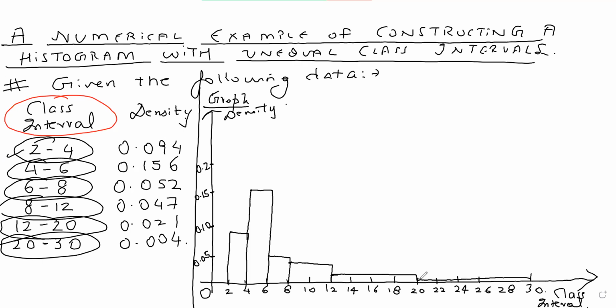So this is 0.004. Can you all see the histogram? You can see that now the rectangles have different breadth, because the class intervals are unequal. I hope students are clear with this. And quickly, the last thing I intend to look at in this particular lecture: shapes of histograms.